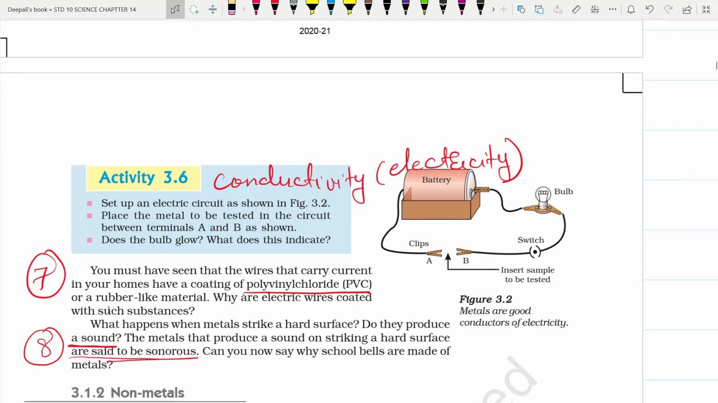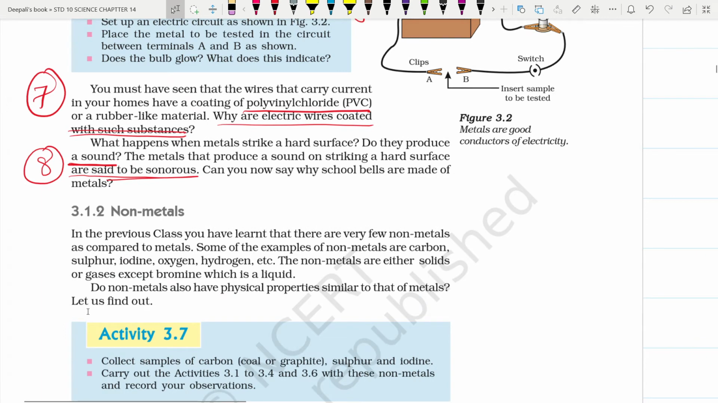You must have seen the wires that carry current in your homes have a coating of polyvinyl chloride, that is PVC or rubber material. Why are electrical wires coated with these substances? Because the wires are good conductors of electricity and you might get a shock from the naked wire if they are not covered. PVC and rubber are insulators and they will not allow the current to touch your body, and so they are coated. So this also proves that metals are good conductors of electricity.